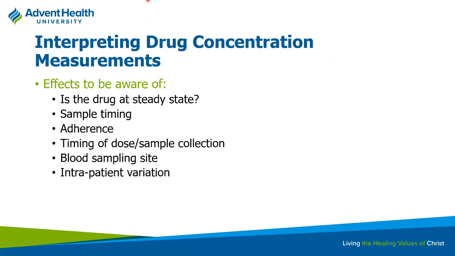And again, interpret the drug concentrations appropriately. Is the level at steady state? You'll be able to find that out by knowing the half-life of the drug, right? Roughly 4 to 5 half-lives. Make sure it was not drawn too early. Make sure you're looking at the sample timing and the adherence of the patient. Look at the timing between the dose and when the sample is actually collected, right? So you have to know when the dose was last given in order to make that interpretation. And then obviously, looking at things like the blood sampling site. I can't tell you how many times we've gotten a level for vancomycin that comes back.